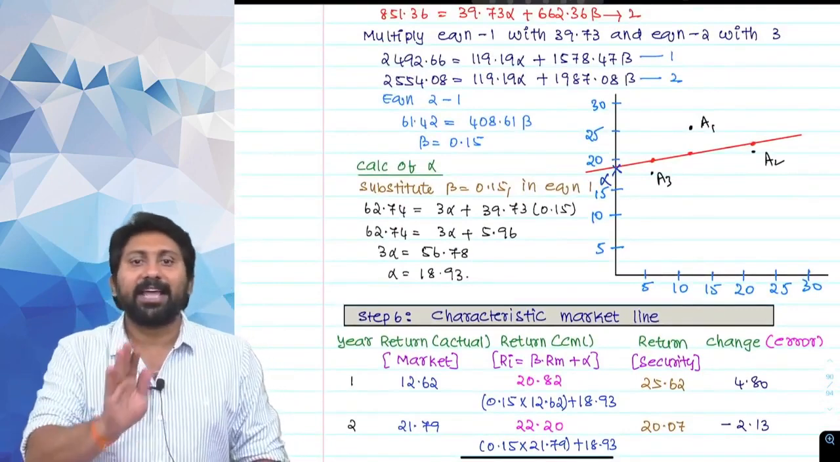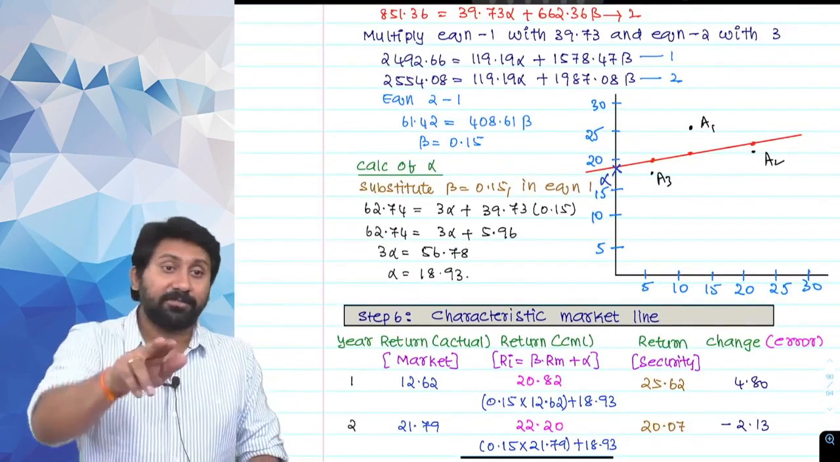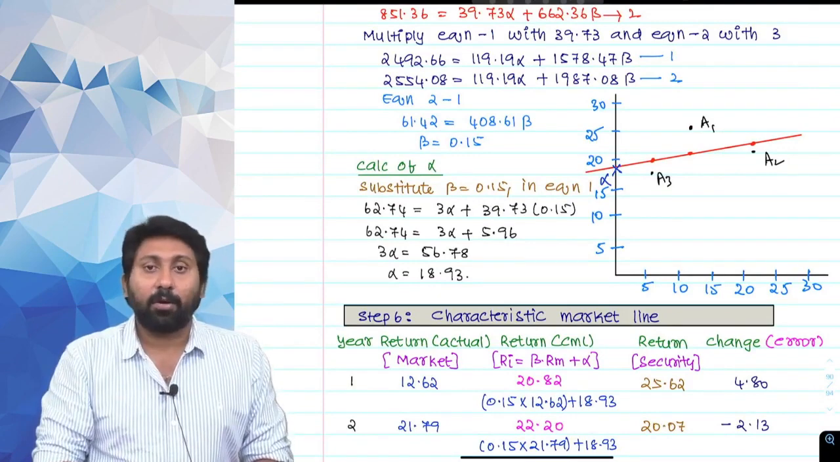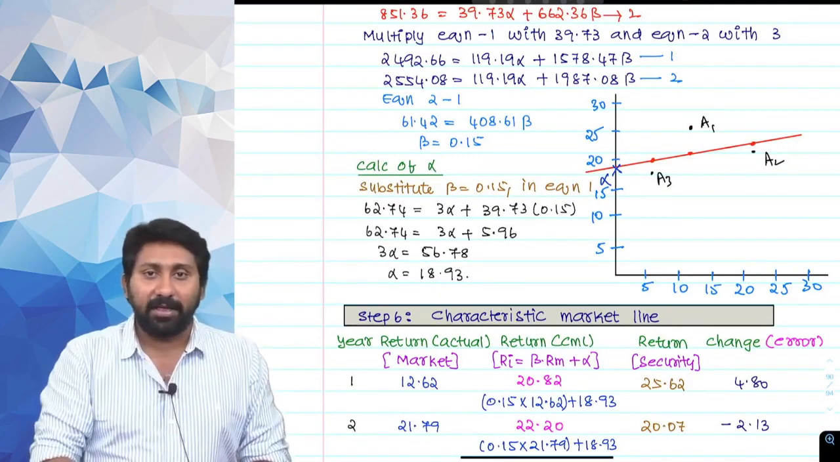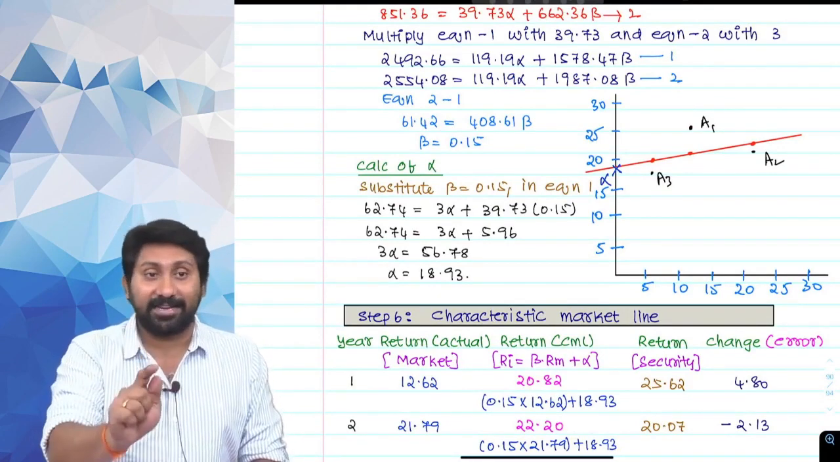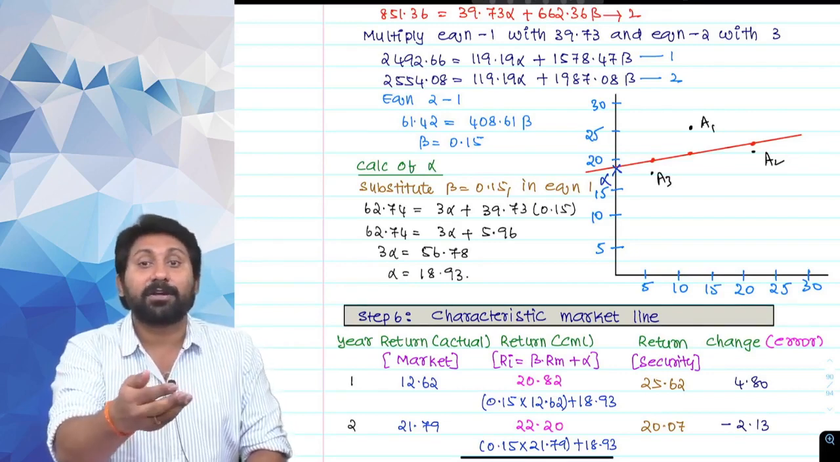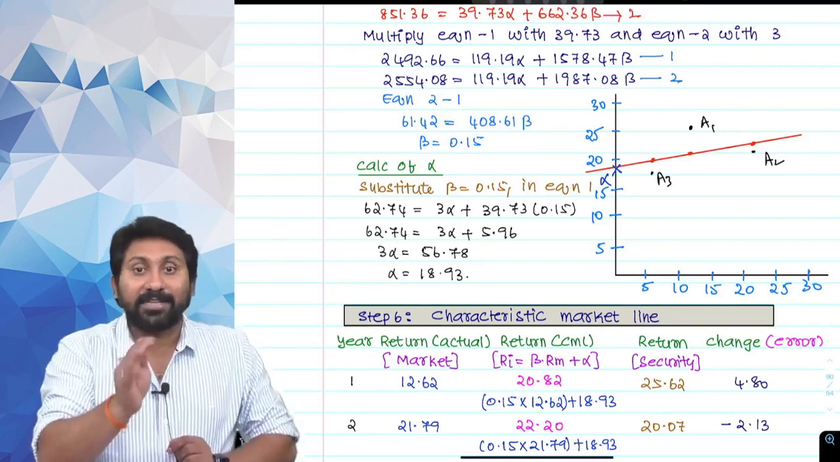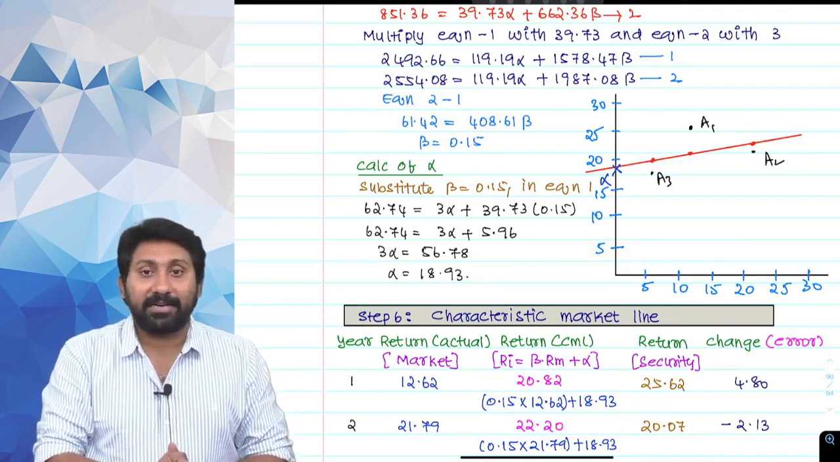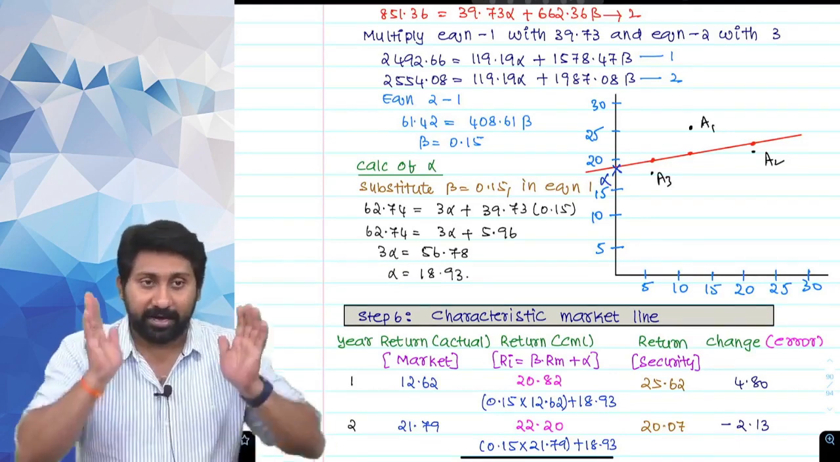Not getting a return is a risk. How many types of risk are there? Two types of risk. What are the risks? Systematic and unsystematic. Not getting a return is a risk. Systematic risk means not getting a systematic return. What is systematic return? Systematic return means a return coming from the market.